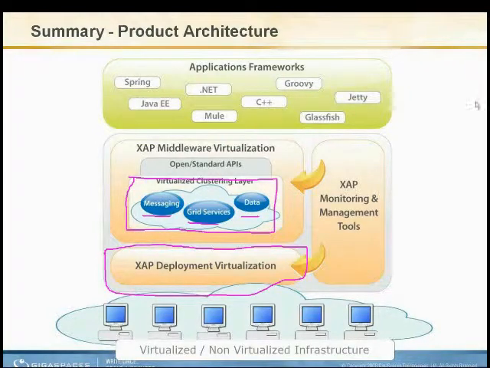And this deployment virtualization layer is also enabling the SLA-driven capabilities of the platform. So it's not just deploying the application on those machines; it actually monitors them at runtime and makes sure that everything runs properly. So, for example, if one machine or one service fails, the deployment virtualization layer takes care of reinstantiating the failed service on another available machine.